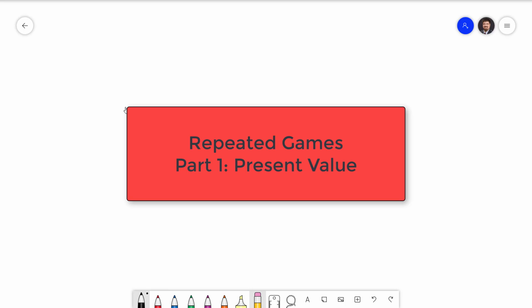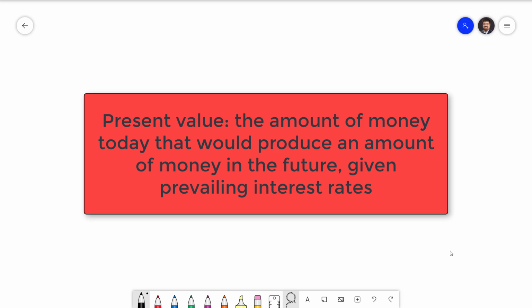When we repeat games over and over and over, the payoffs come in over time. This means we're going to have to use present value in making decisions. In this video, I'm going to give a quick introduction to how we calculate present value. The present value is the amount of money today needed to produce a future amount of money given prevailing interest rates. Present value is useful because it gives us a tool to compare amounts of money received at different times.